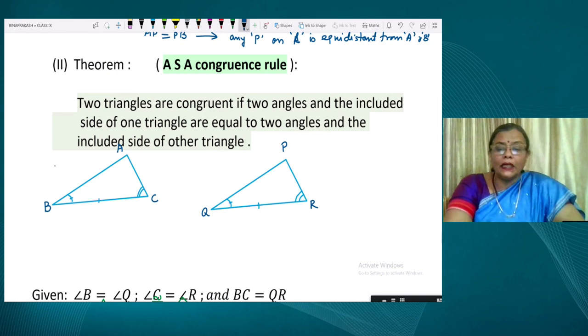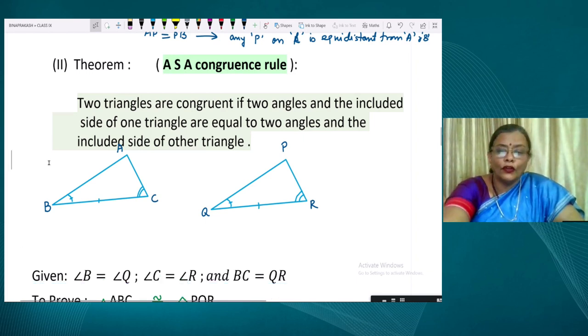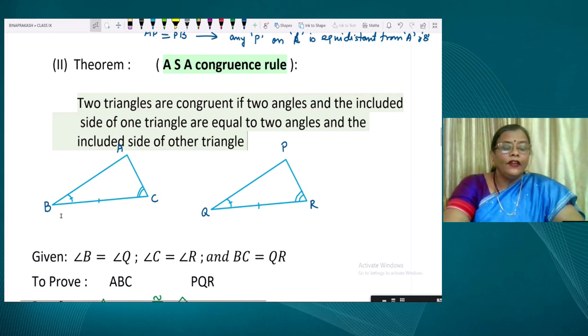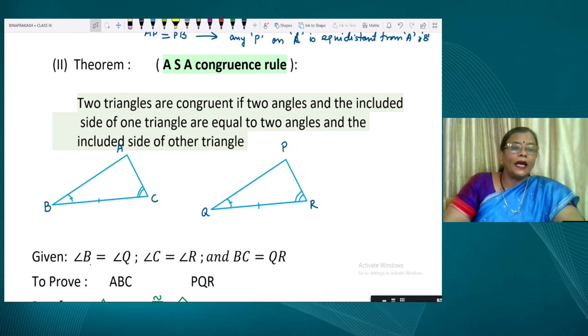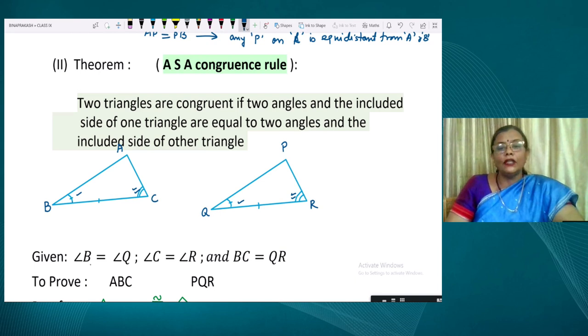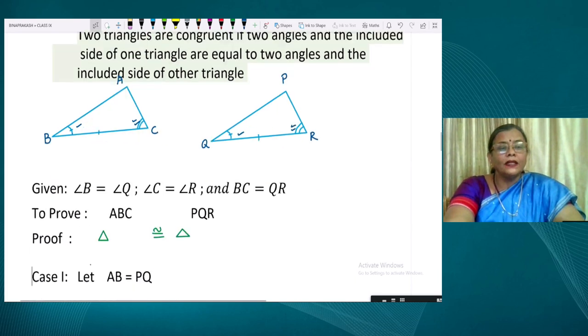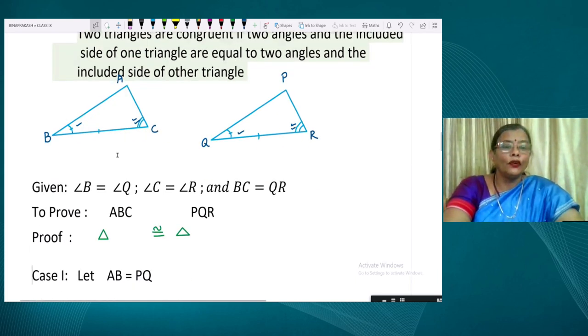So how do we prove this particular theorem? What we have is, we have given angle B and angle Q are equal. Angle C and angle R are equal. This measure angle B and this measure angle Q, they are equal. The measure of angle C and angle R are equal, and the side which is between the two angles, that's BC for the first triangle, QR for the second triangle, they are equal. Then we need to prove that the triangles are congruent. So how do we prove it?